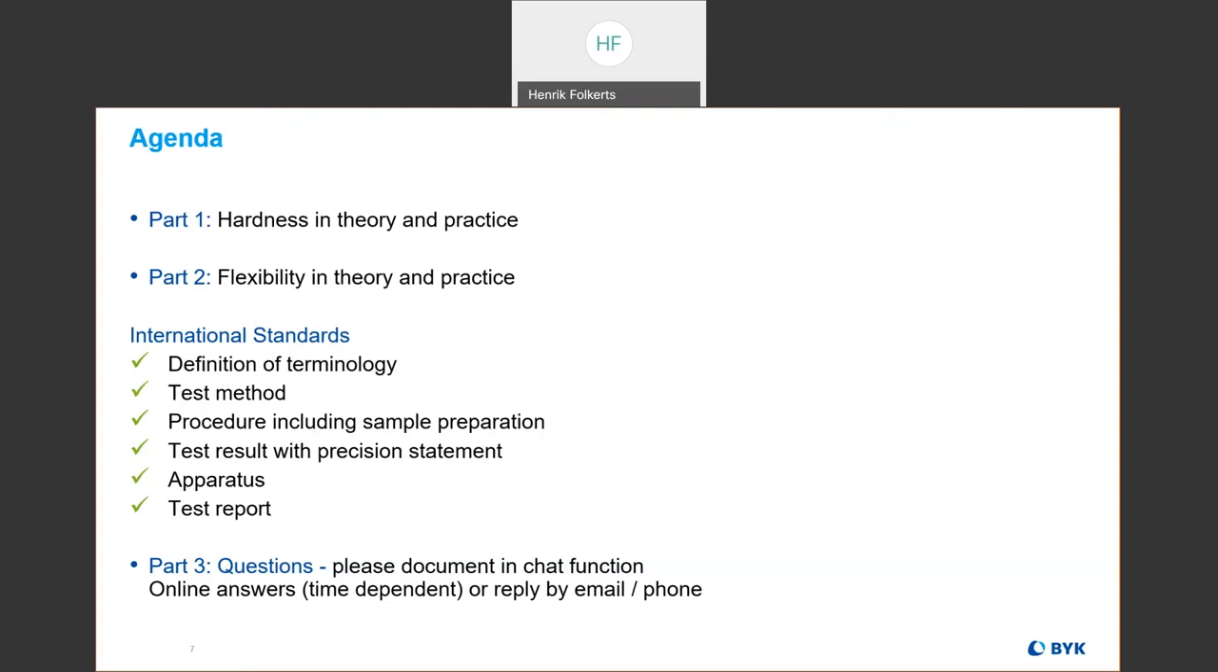Moreover, the international standard gives you a guideline on how results should be reported, so that you really know how valid your test result is. The aspect of test results with the precision statement will also be discussed. Then the apparatus will be described. And last but not least, the test report is presented, which you communicate with your customers or suppliers. The third and last part of the agenda will be answering your questions. Like I already mentioned in the beginning, we will have about 10 minutes to answer questions online.